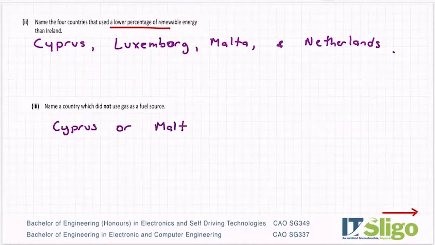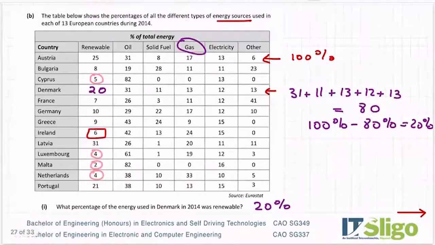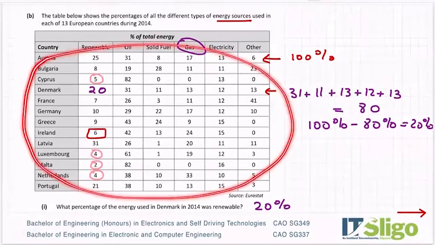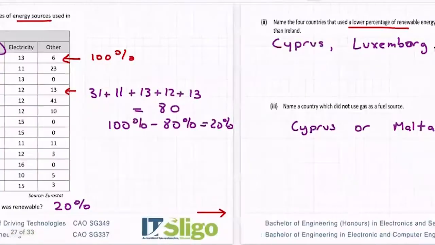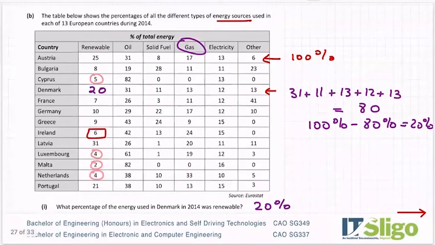So what is this question examining? It's examining your ability to read a table of data. There's no point in being able to generate tables. It's important that there's a lot of data out there on the web. It's important that you're able to read data. So this is what this question is examining. So Cyprus or Malta uses no gas.